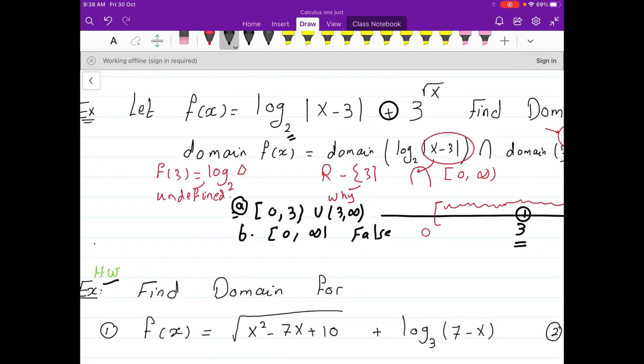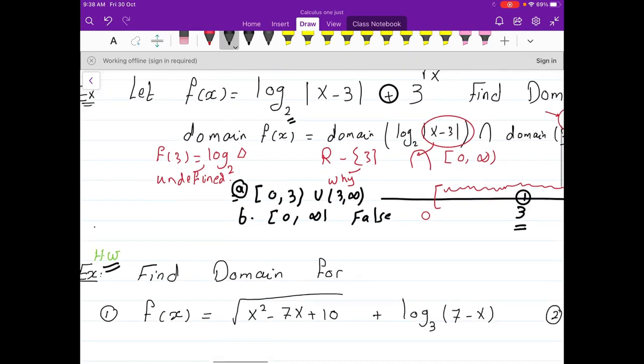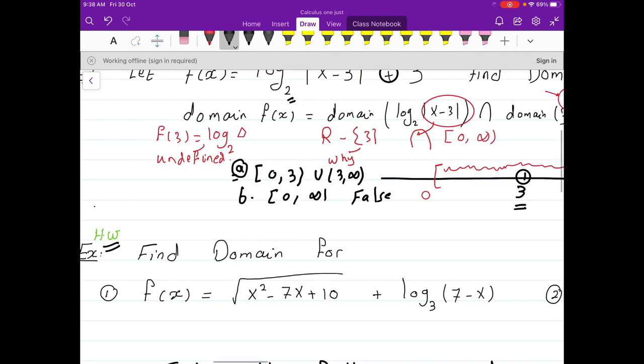To practice for the domain, find the domain for f of x equals the square root of x squared minus 7x plus 10, plus log of 7 minus x for the base 3. Hint: to find the domain, you must find the domain for each part of this function. How can you find the domain for this function?